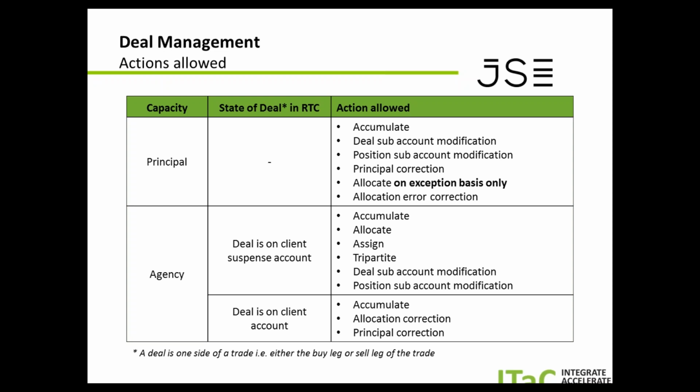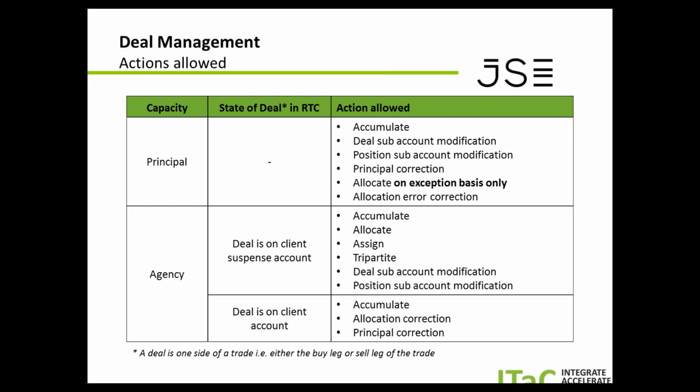So allocating, i.e. to a client account, which would possibly be a sub-account or a house account, is not typically done. It should be in your client suspense account in the first place. So in this case, it is an exception basis only, where this thing ended up under the member itself in one of the position accounts. Only on an exception basis can you do this allocation, and I think surveillance does check this. Yeah, it's mostly for your house suspense account.